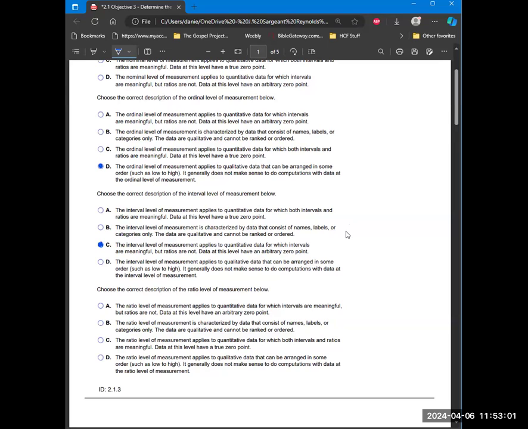All right, choose the correct description of the ratio level of measurement below. The ratio level of measurement applies to quantitative data for which both intervals and ratios are meaningful, and data at this level have a true 0 point. And I just described that with temperature. The Kelvin scale would be ratio, but Celsius and Fahrenheit, which we use more typically, are interval, but not ratio. We'll probably get to examples where that comes up.